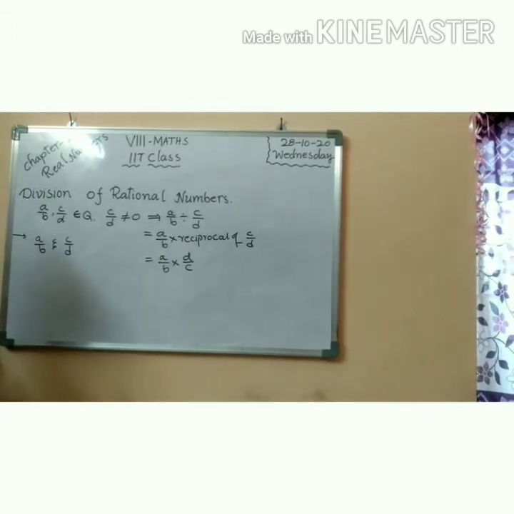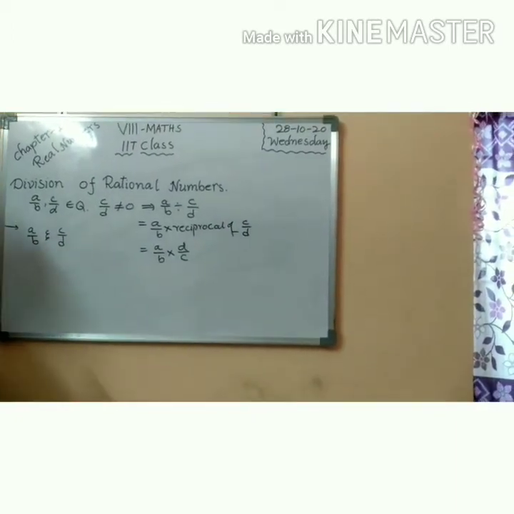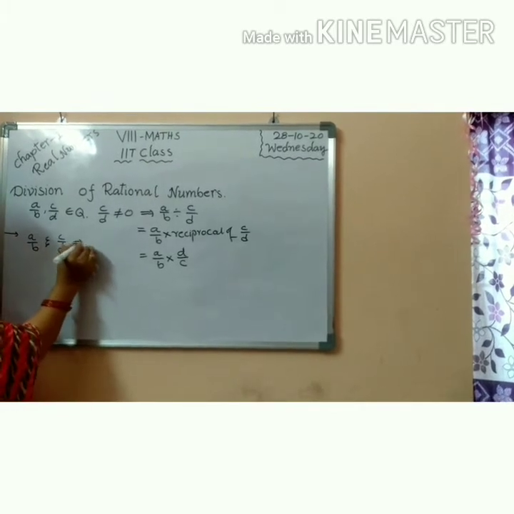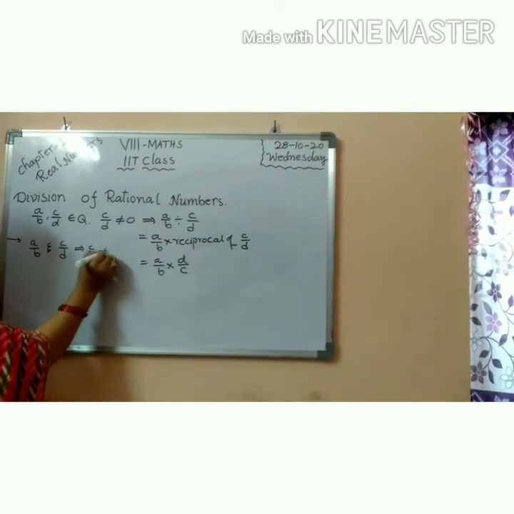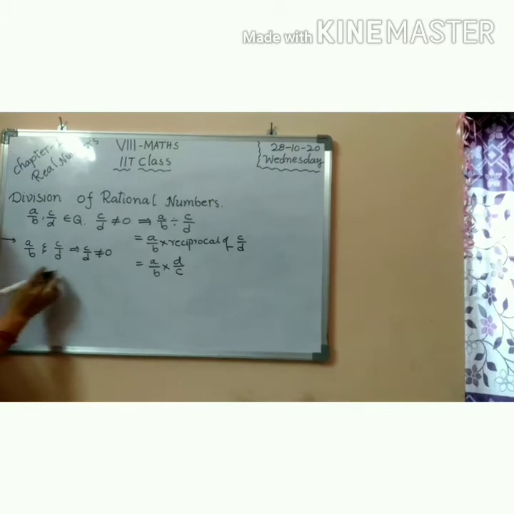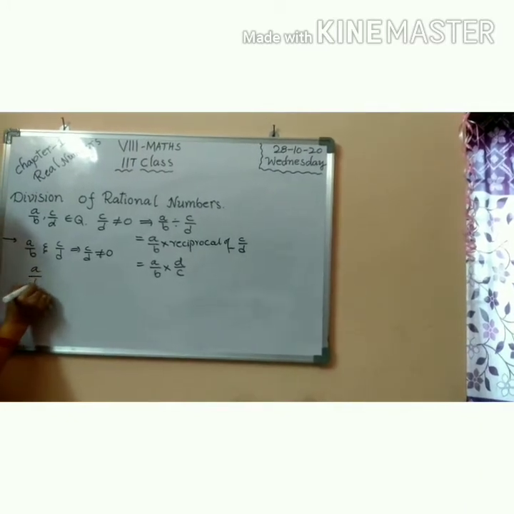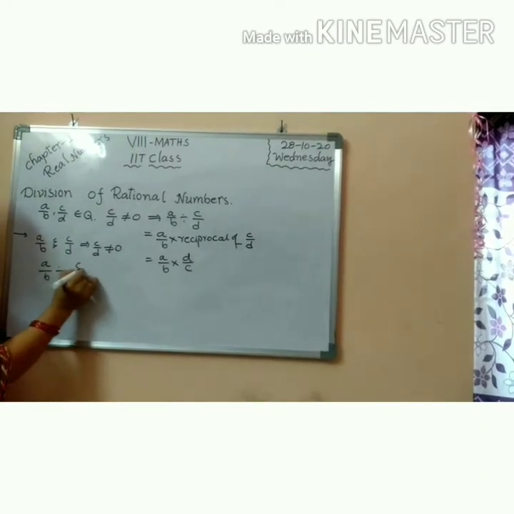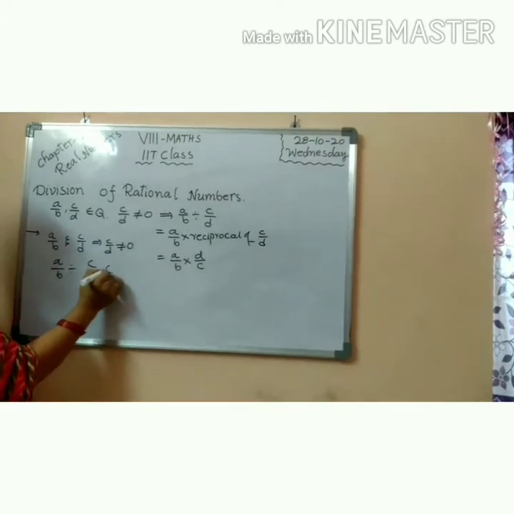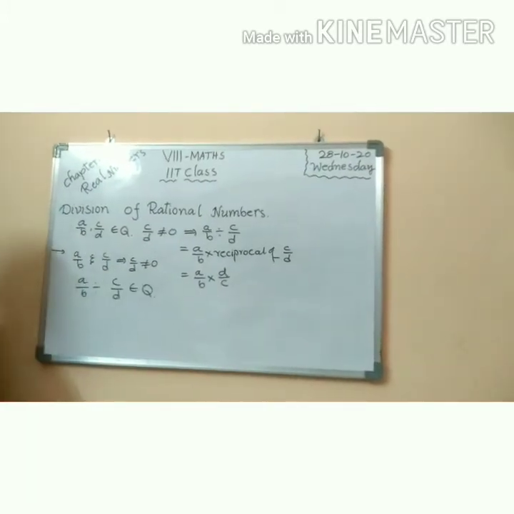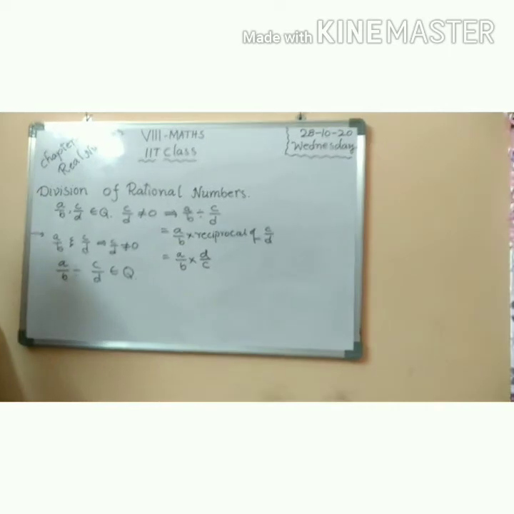A/B and C/D are two rational numbers such that C/D is not equal to 0. Then A/B divided by C/D is always a rational number.